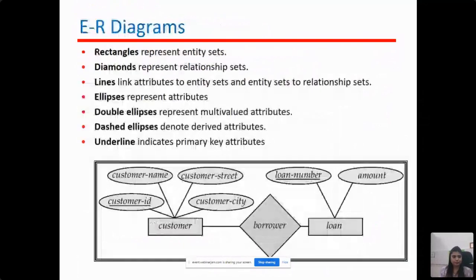As I already told you, when we talk about ER diagrams, rectangles represent the entity sets, diamonds represent the relationship sets, and links are used, like we draw a line to connect the entities to relationships, and then ellipses represent the attributes.